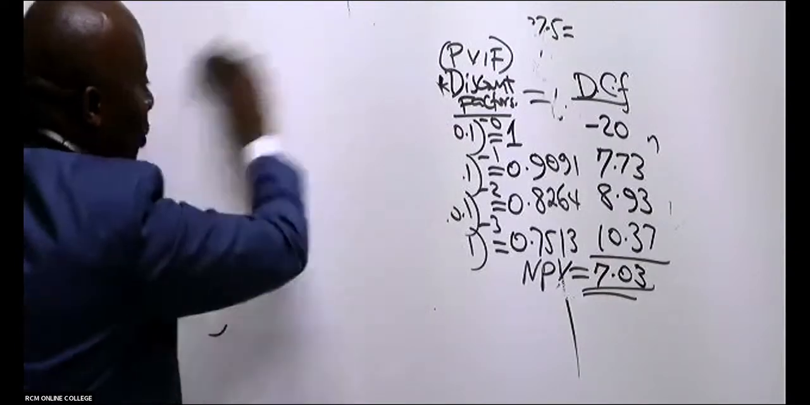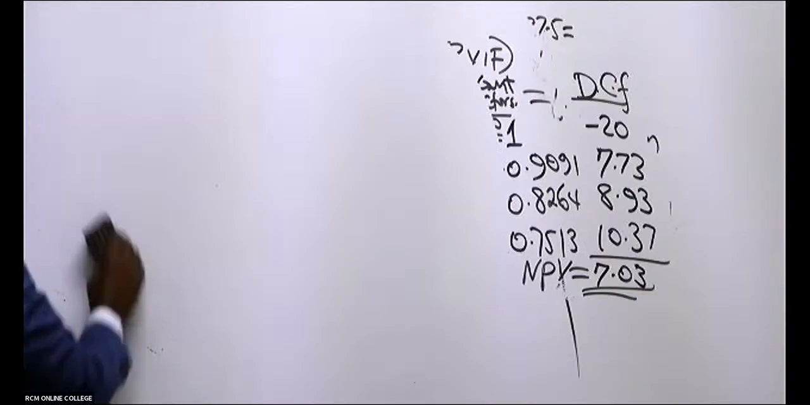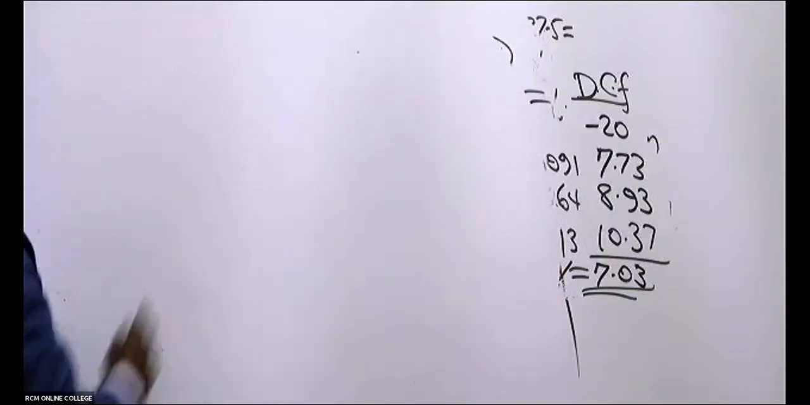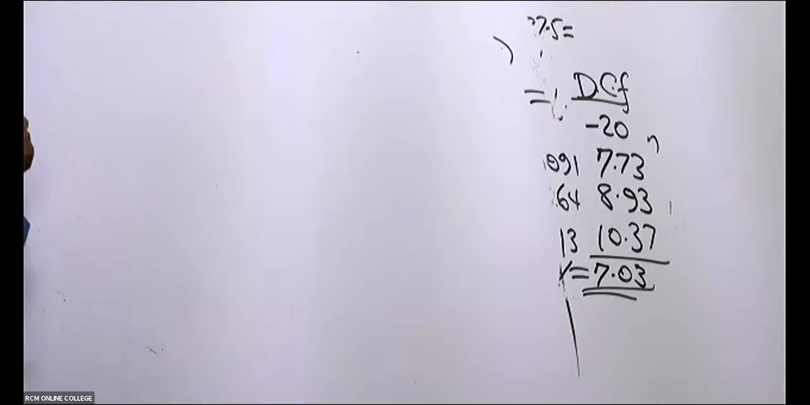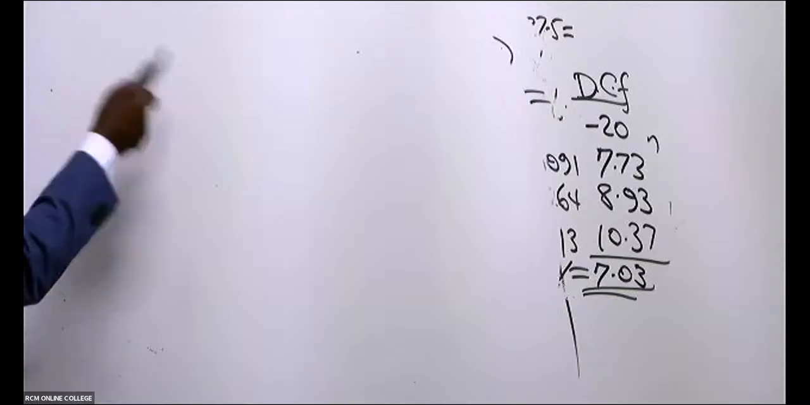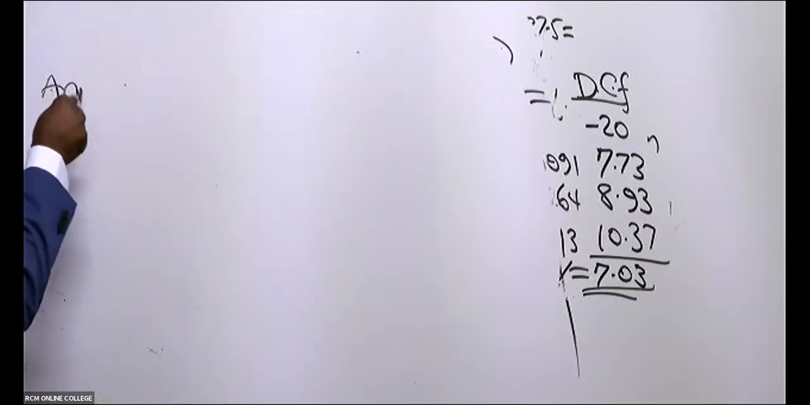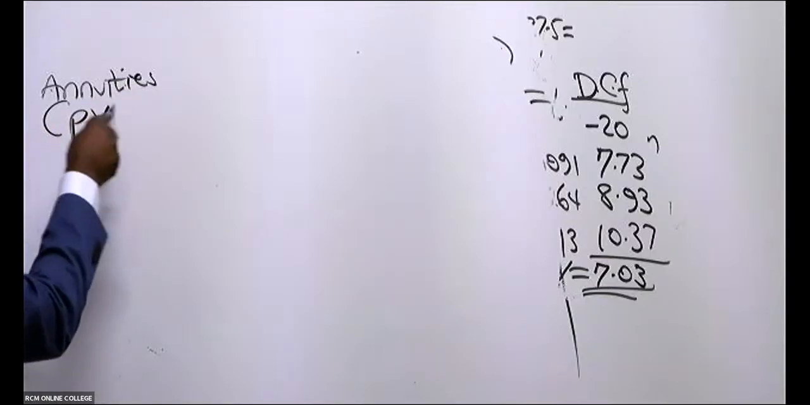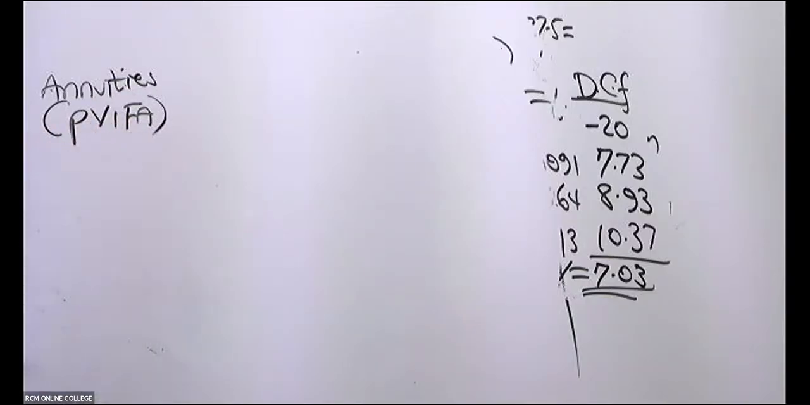So, ladies and gentlemen, we have 2 types of cash flows. In finance, we have 2 types of cash flows. We have cash flows that are irregular like these ones. And then we have those cash flows where this year we get 10, next year 10, next year 10, 10, 10. Those ones we call what here? Annuities. And the annuities, you discount them using what we call PVIFA, the present value interest factor of an annuity, Bwana Julius.